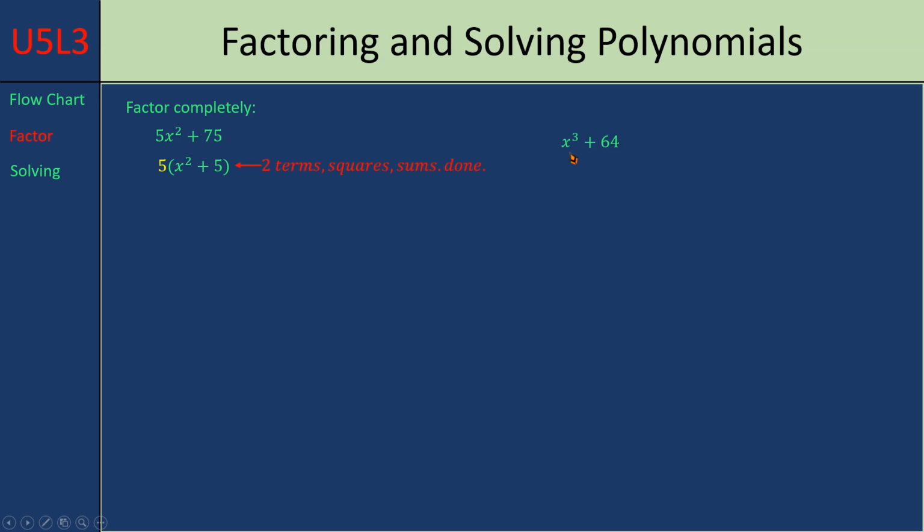Now this one here, no GCF, right? Because there's no number here and there's no x here. So no GCF. And so two terms, they're cubes, and they're sums. So follow the formula. A is x, B is 4. The formula tells you x plus 4, x squared minus 4x plus 16.